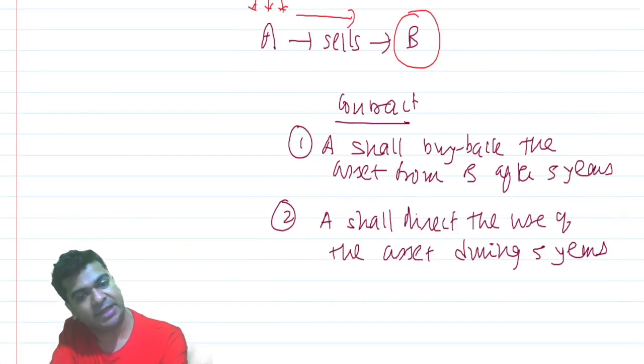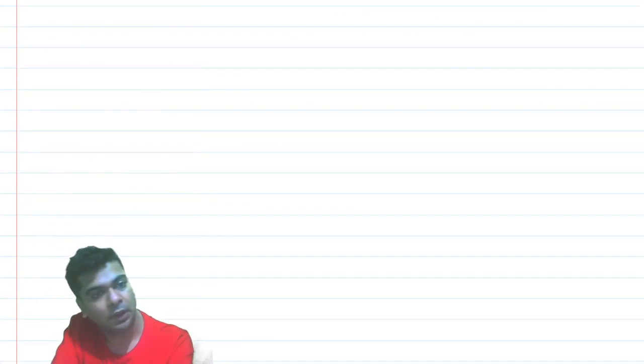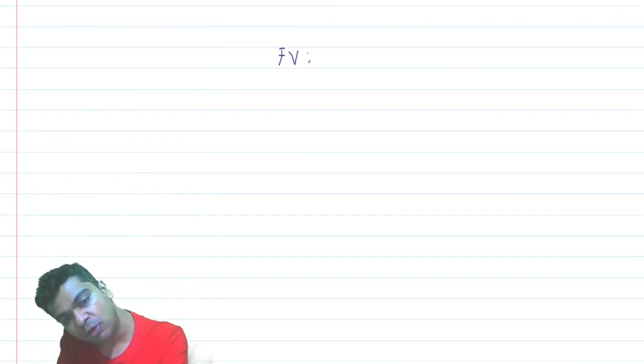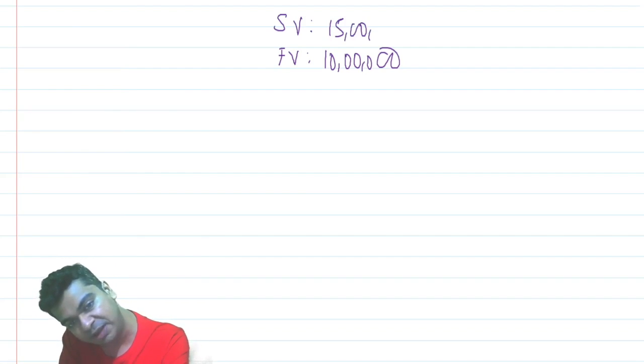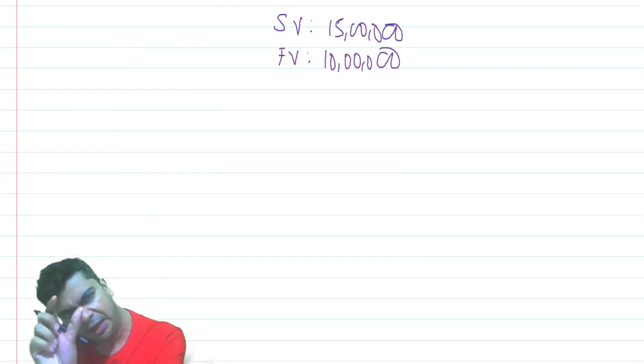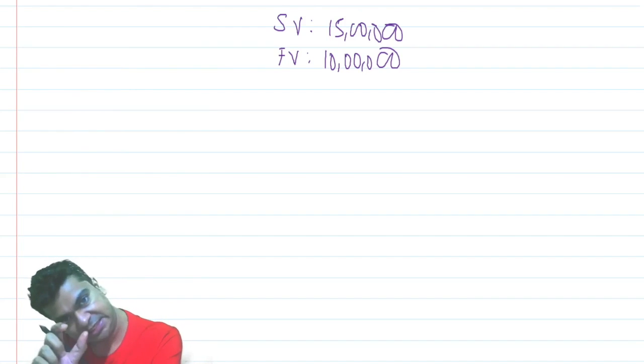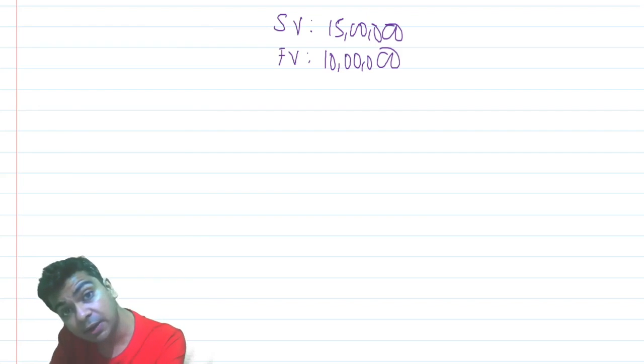So what we are saying is something like this: the fair value of the asset is turning out to be 10 lakhs of rupees, but the ultimate sales value is turning out to be 15 lakhs. The real worth of the asset is 10 lakhs, but 15 lakhs is decided as the sales value. So it's happening in this way.